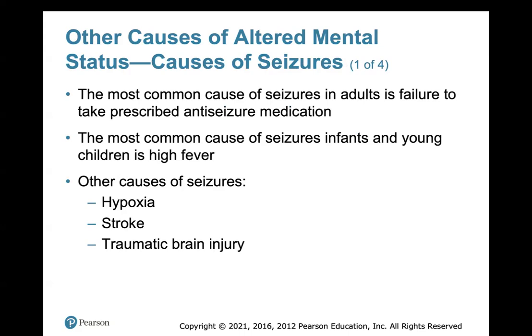The most common cause of a seizure in an adult is a failure to take the prescribed anti-seizure medications. Usually, when an adult has a seizure, most of the time they have a seizure disorder. They did not take their seizure medications, and surprise, surprise, they had a seizure. Not always. Most common cause of seizure in infants and young children is a high fever.